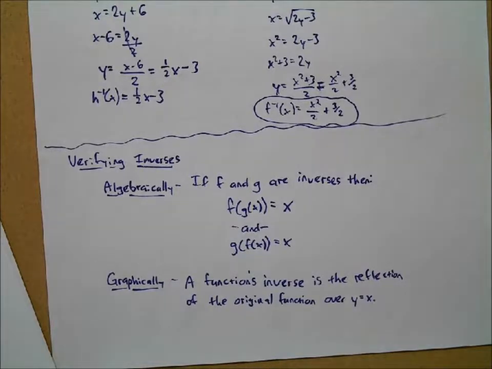Okay, I actually want to talk about this one here for a second too. So again, we have two ways that we can verify inverses. One, you plug the inverse into the function, you should get x, and then you should also plug the function into the inverse and get x that way. And then the second method of making sure we have an inverse is to look graphically, right? That is, a function's inverse is the reflection of the original function over y equals x. We can actually see that here with what we did.